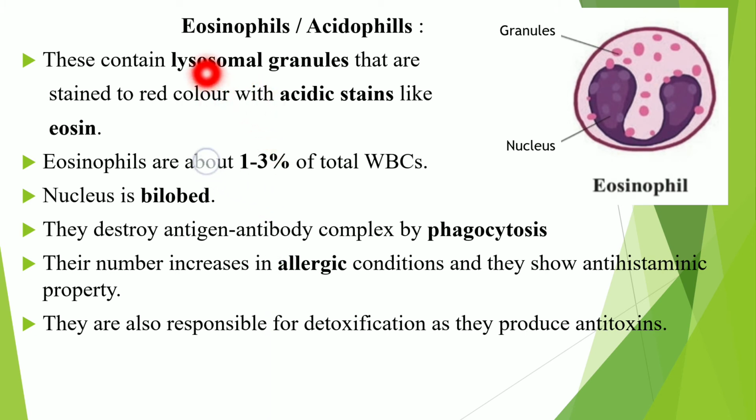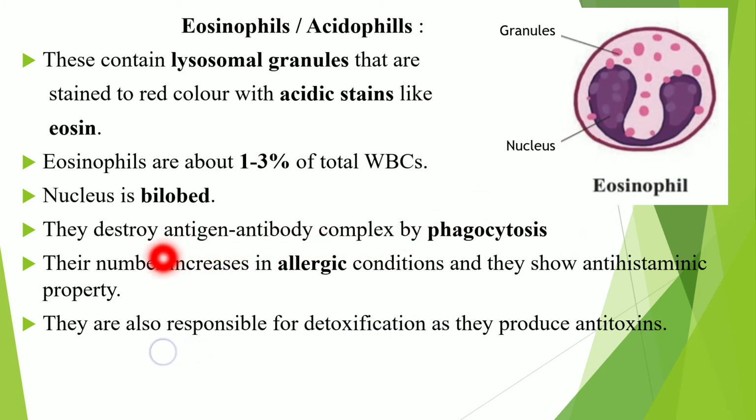Then third type of the granulocytes, that is eosinophils, are also called as a acidophils. So these eosinophils they can contain lysosomal granules and that are stained with the acidic dyes or acidic stains, that is like the eosin, and so it is called as a acidophils or eosinophils. So these eosinophils are about 1 to 3% of total WBC. Then see, observe the nucleus. The nucleus is bilobed.